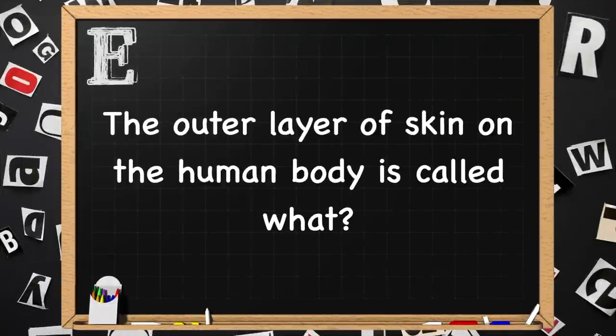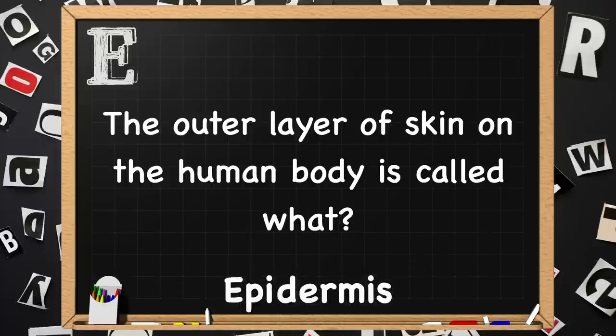Beginning with E, the outer layer of skin on the human body is called what? It's called the epidermis.